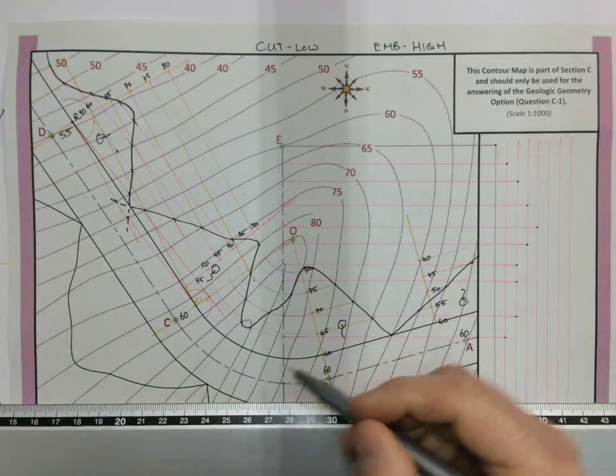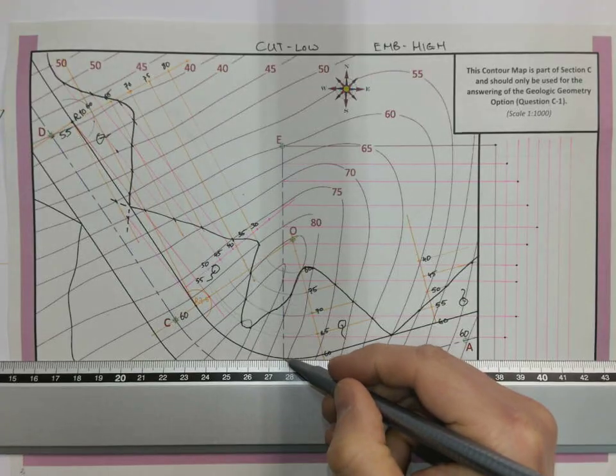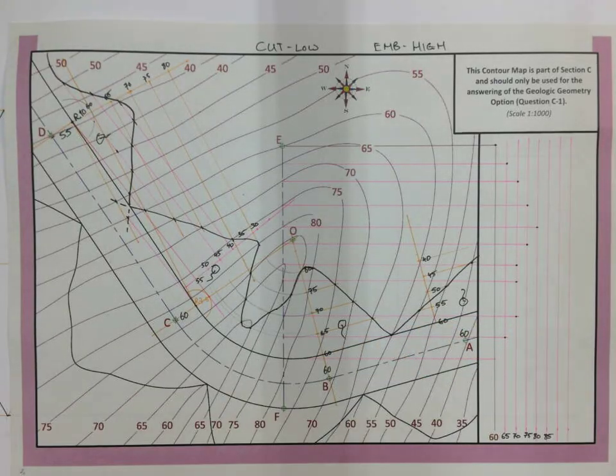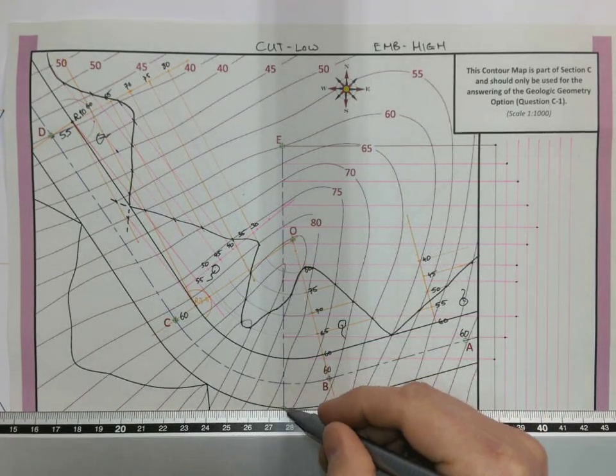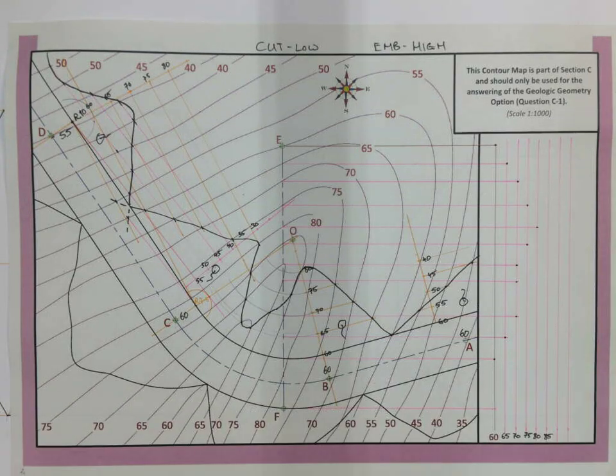The edge of the river bank is at 60, so you're going to bring that out to the 60 contour. And then finally, water is level, so of course it's 60 all the way across to the end of that line, which is F, which is also at 60.